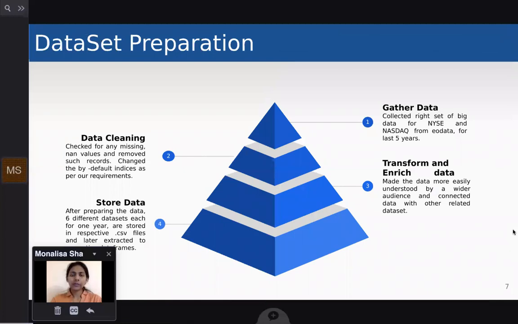The first step of any big data analysis project is dataset preparation. So as a part of this step, we have gathered our data, performed the required data cleaning, and made it easily understood by a wider audience. And we have connected it with other required datasets like COVID-19 data. Finally, we stored it to do our further analysis.